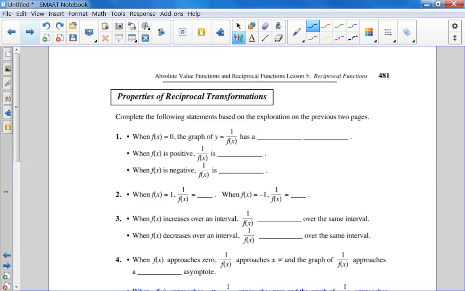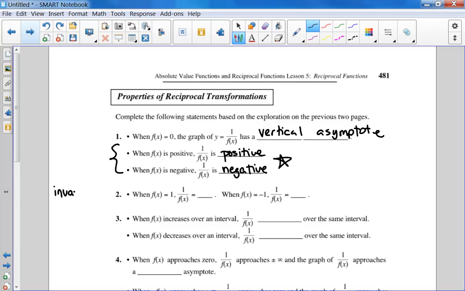Just for studying purposes, we've already done all this, so let me just write it in. This is some stuff we've talked about. We haven't really formalized it. So when the function is positive, the reciprocal is also positive. That's how I started off the lesson. If the function is negative, then so is the reciprocal. So that's key. This is the invariant stuff. When the function is 1, so is the reciprocal. And when the function is negative 1, so is the reciprocal.